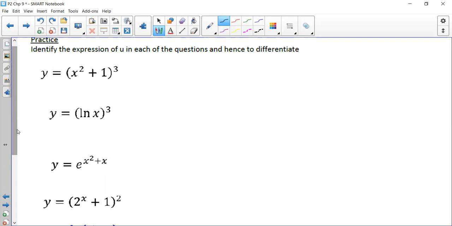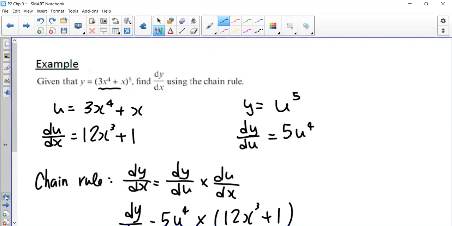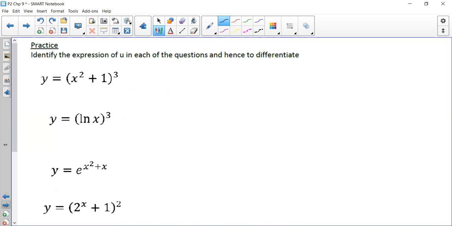What I would like you to do is repeat step 1 for each question, like what I did for the example. I write down the u function and then the y function in terms of u. So I want you to write down the first step, the first line. I'll do the first one with you. The first one, u equals x squared plus 1 and y equals.